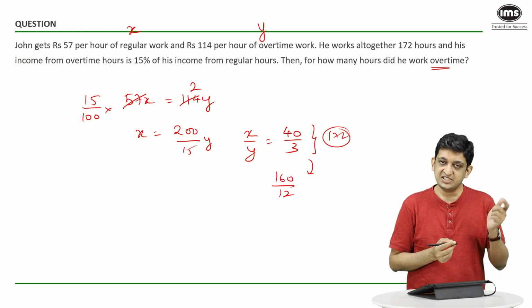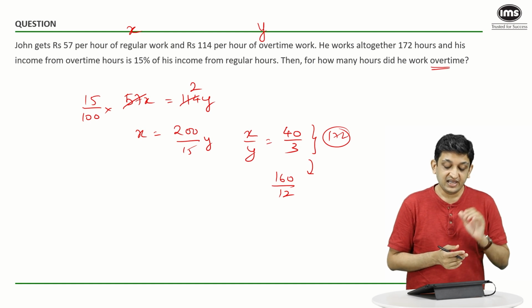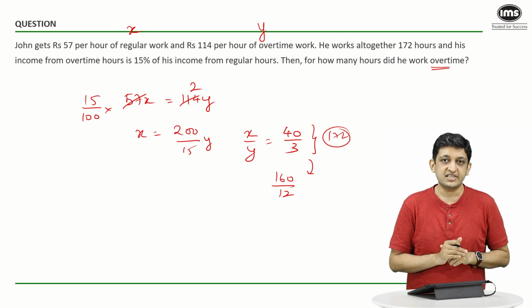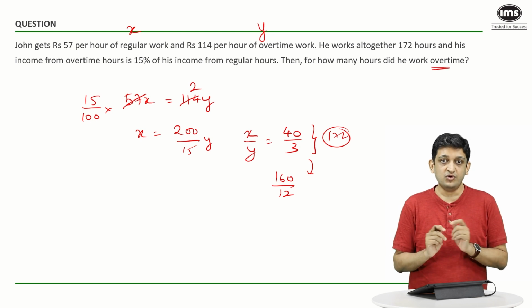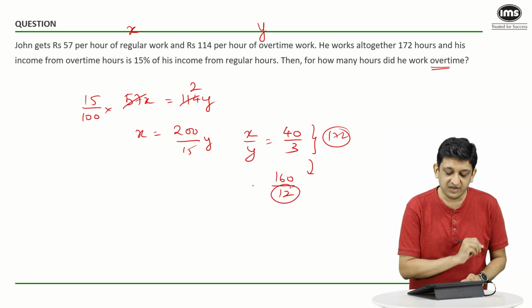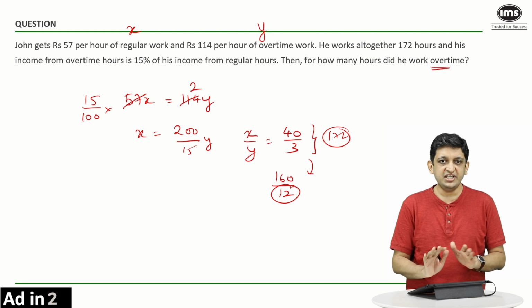So we can see that x by y is still 40 by 3 and x plus y is 172 in this case. So for how much time has he worked overtime? Y hours, or 12 hours. So that is the answer using the normal equations method.